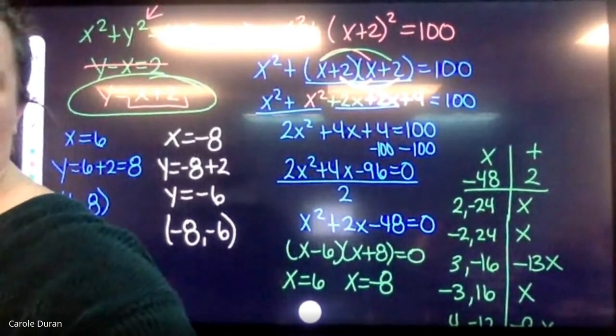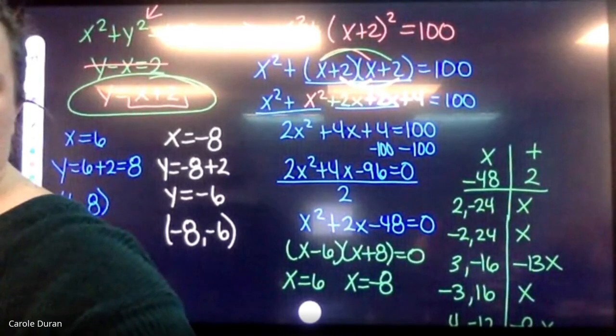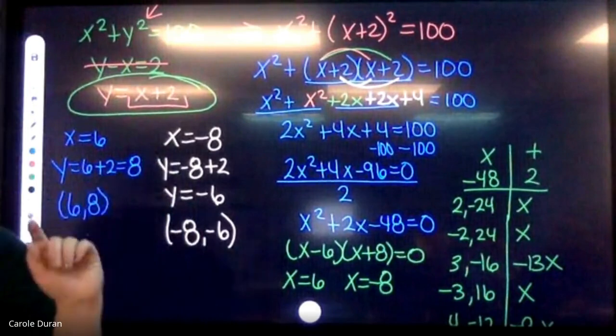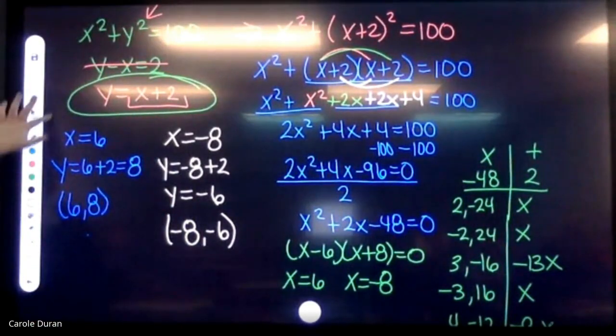Okay, we have a couple more. I'm actually going to skip this one because it's just like the one we just did. And we're going to move to this one. I know you're all so excited.